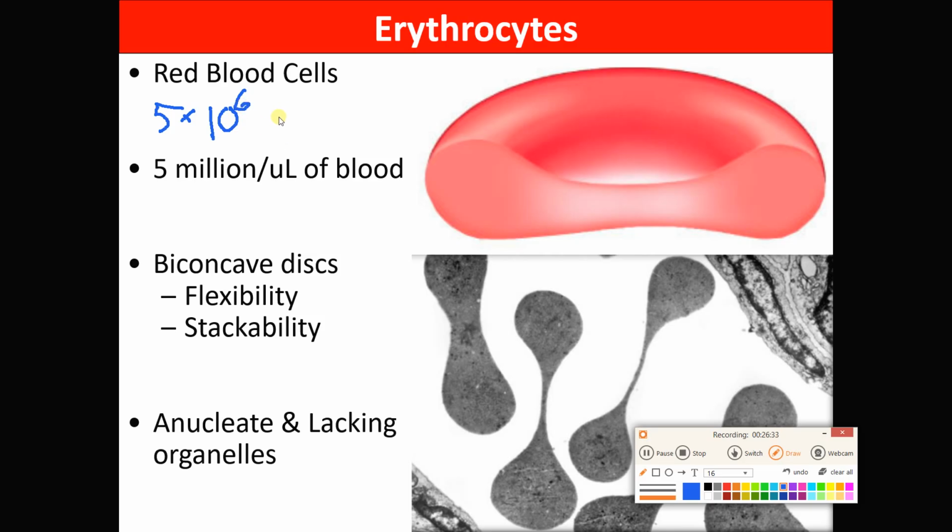All right? And you've got how many liters of blood? Well, you probably have 5 liters of blood, right? So 5 liters of blood is 5 million microliters of blood. So we've got 25 times 10 to the 12th red blood cells. That's how much you might have, 10 to the 12th. That's a huge number. That's crazy, right?